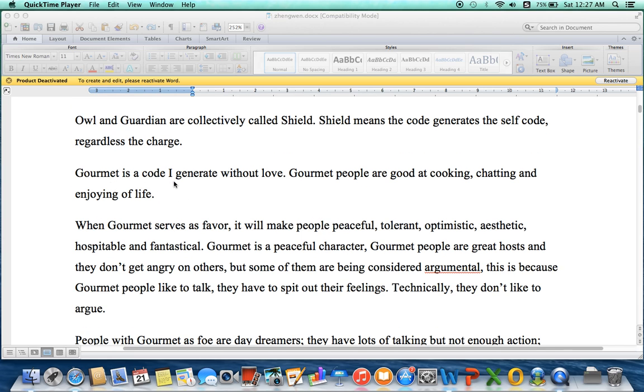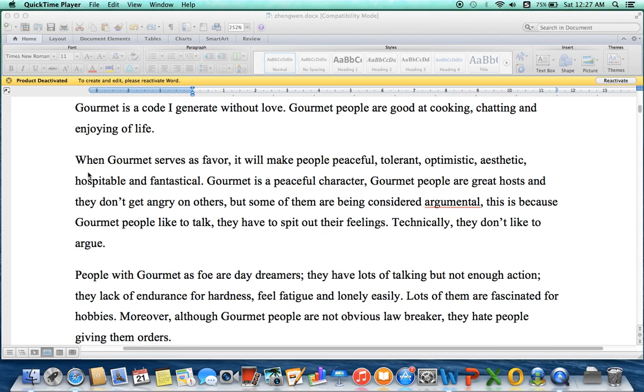Gourmet is the code I generate with the same charge. Gourmet people, as the word sounds like, are good at cooking, chatting, and enjoying life. When gourmet serves as favor, it will make people peaceful, tolerant, optimistic, hospitable, and fantastical. That means like to dream. Gourmet is a peaceful character.